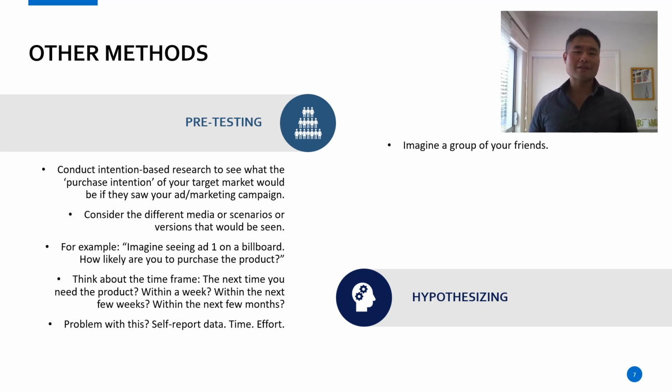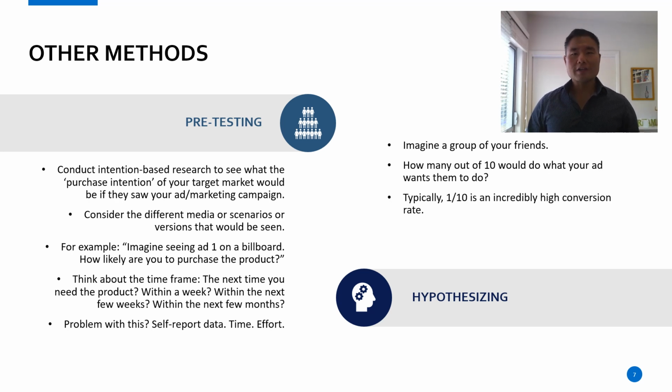And so what I'm asking you here to do is just imagine you and 10 of your friends, right? Or just imagine a group of maybe 20 of your friends. Now, if they saw that ad, how many of them would actually do what you're asking them to do? So this is the conversion rate question, right? Now, if you said that 1 in 10 of your friends would actually do what you're asking them to do in your ad, that's a 10% conversion rate, which is really high.